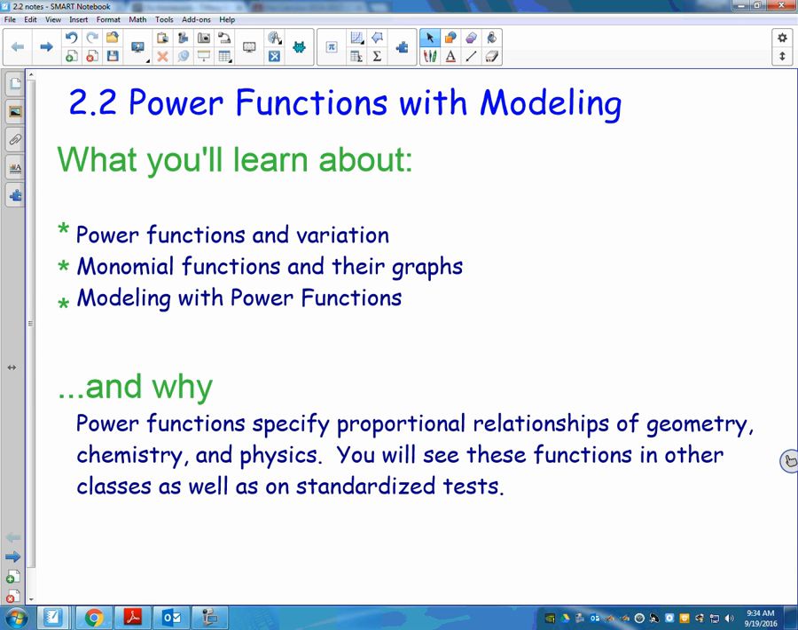Okay, so we're going to talk about power functions, monomial functions, and then some applications like direct variation, inverse variation. Remember those things? Like y varies directly as x.